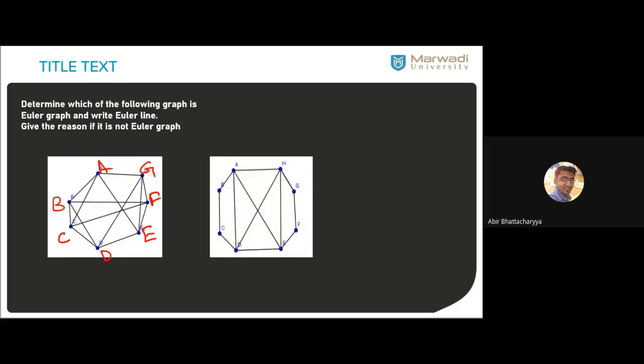Next, this one. Question is that is it also a Euler graph? If it is a Euler graph, then write down the Euler line. If it is not a Euler graph, then give the reason why not. For your information, this is A, this is H, G, F, E, D, C, and B.